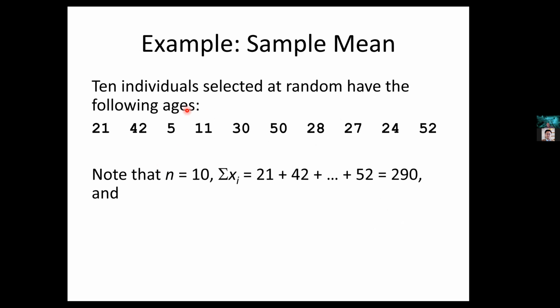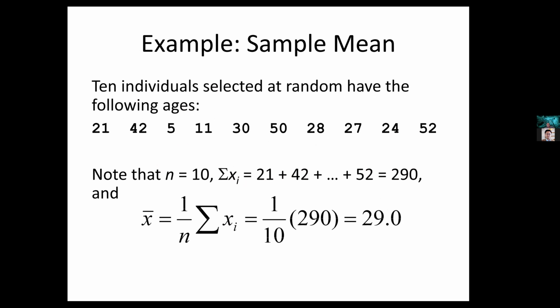Good example. You're given these 10 individuals with random ages. So if you want to know the mean, all you do is add them up and divide by 10. The sum gives you 290. Then you take the mean itself, X bar equals the sum divided by n, which is 290 divided by 10, and that will give you 29.